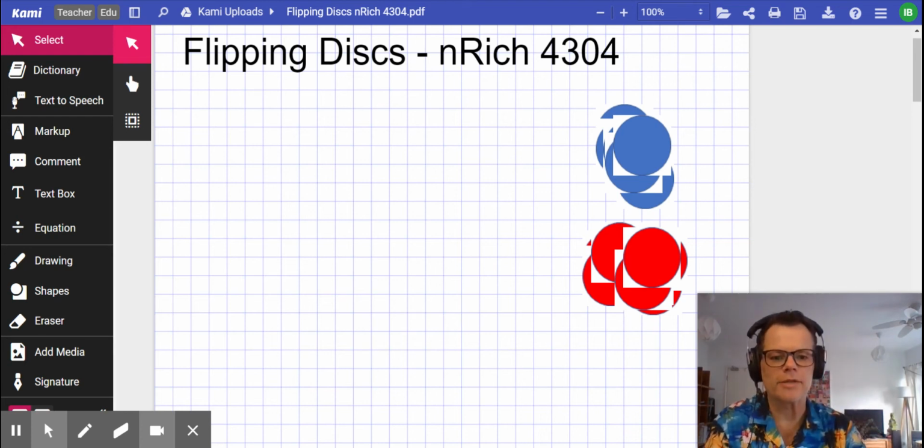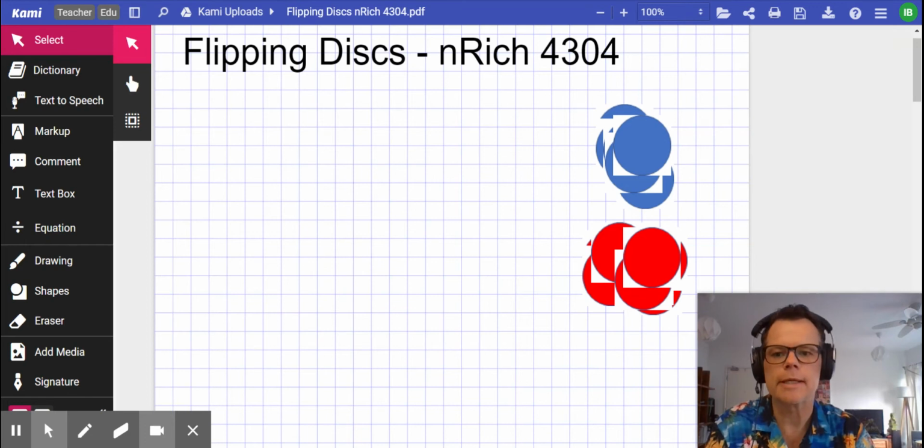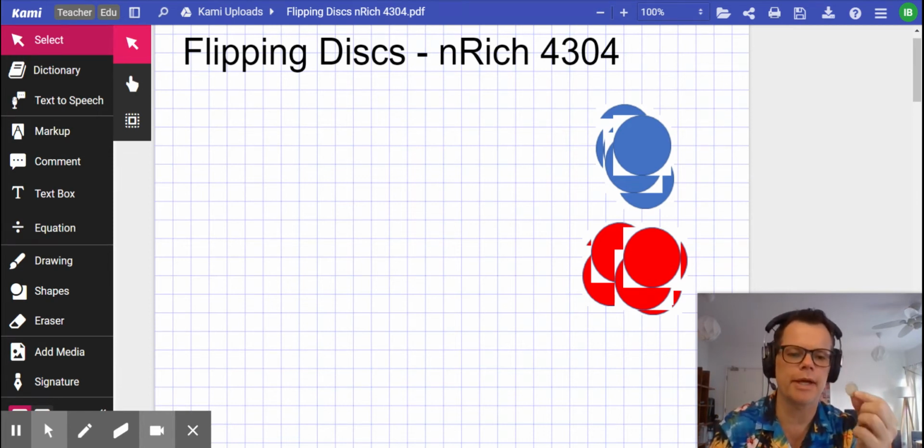Okay, good morning. Today we're going to look at some probability work, and we're going to use a great task from nRich called flipping discs. Now, we don't expect everybody to have colored discs at home, discs with one side one color and one side a different color. But you can do this task either just by shading in your book and drawing the discs. But it is quite nice to have something to actually play with and manipulate at home.